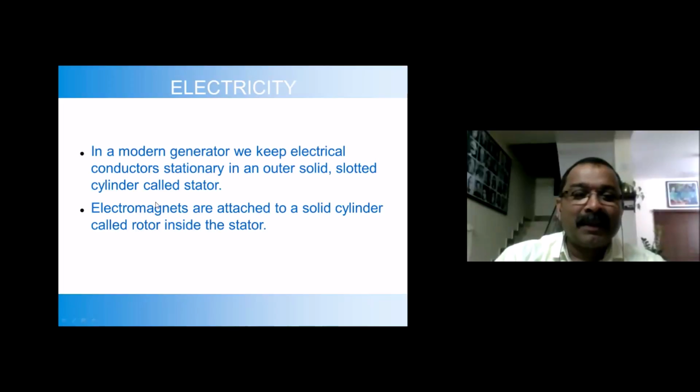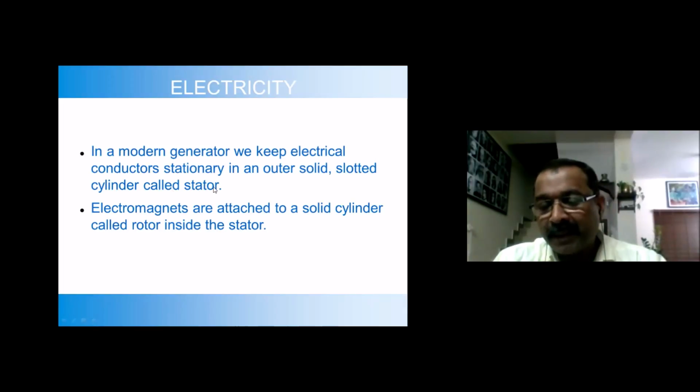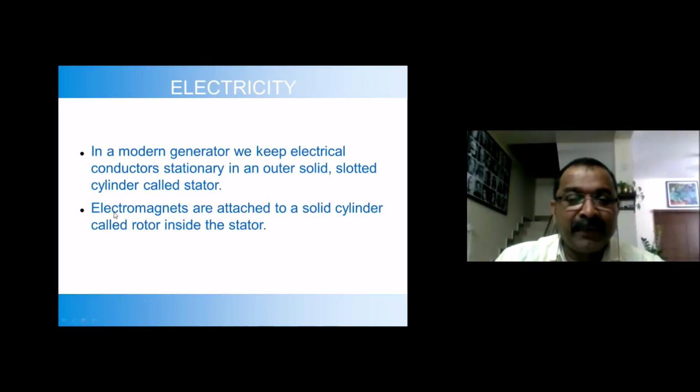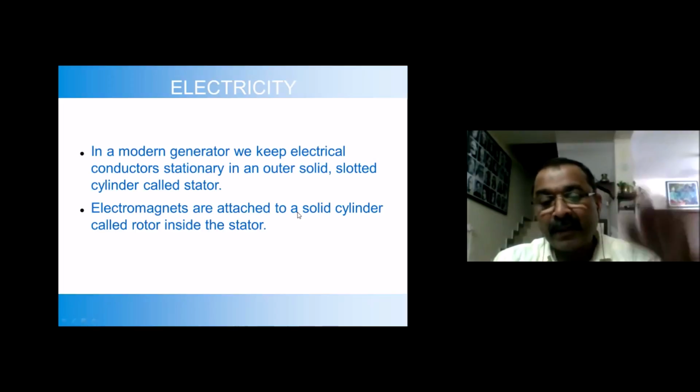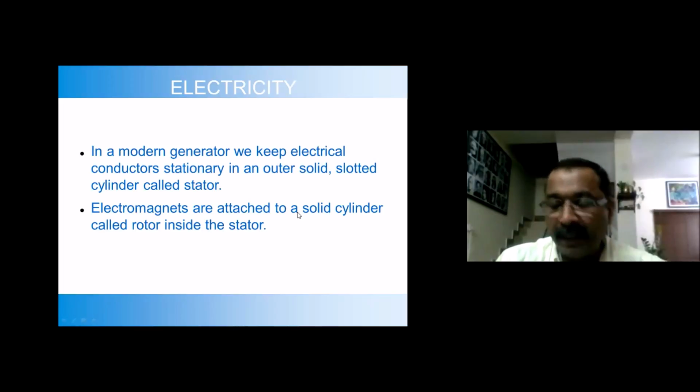In a modern generator, we actually keep the electrical conductors stationary in an outer solid slotted cylinder called the stator. So we will keep the conductors in the stator, a stationary cylinder, and we will put magnets inside this cylinder and make it rotate. That is a modern day electrical generator.